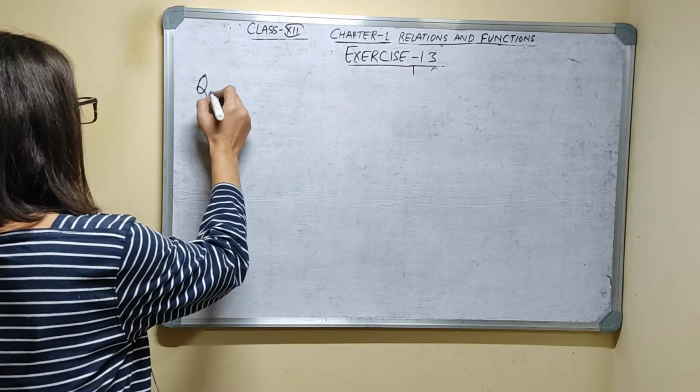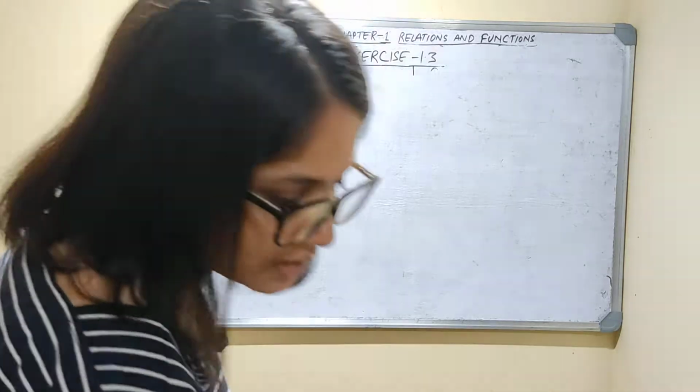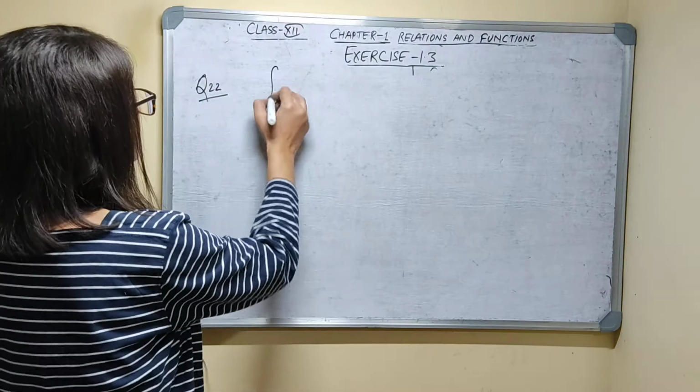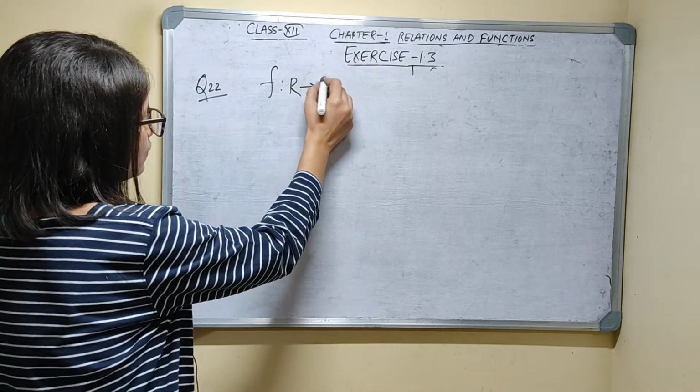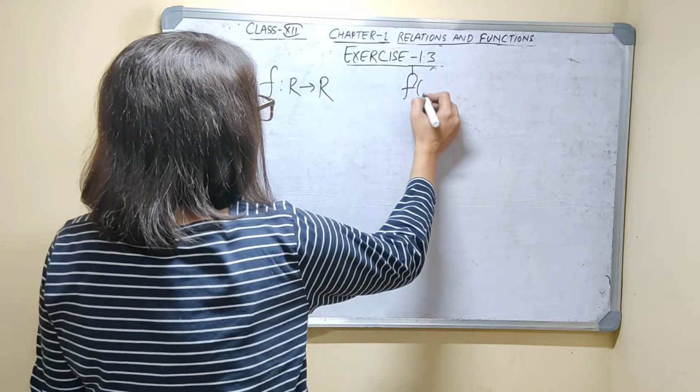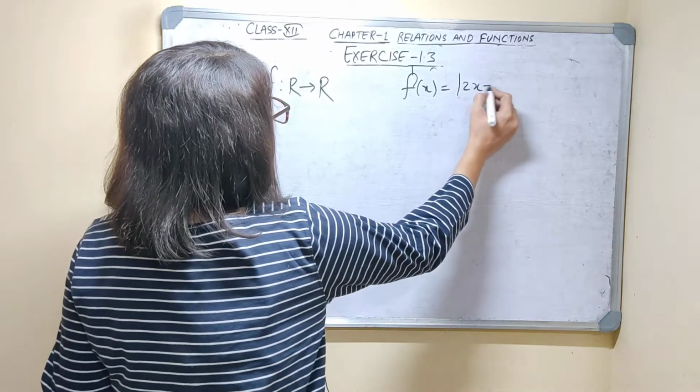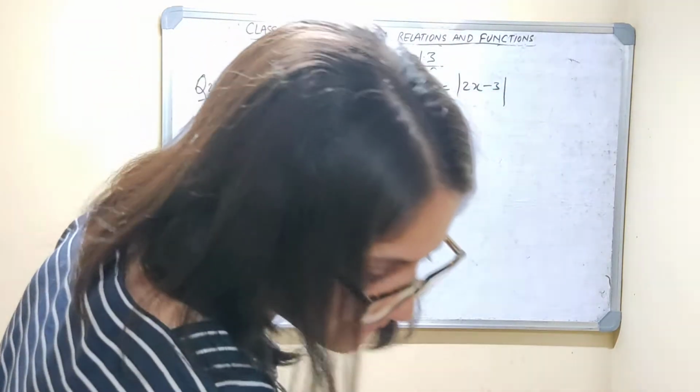Question number 22. You can see the function f is from real numbers to real numbers, that is, a real valued function. f is from R to R, defined by f(x) = mod of 2x minus 3.